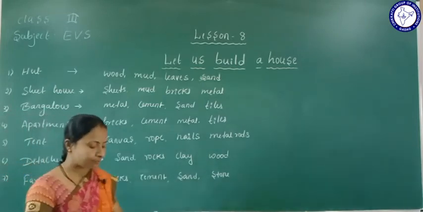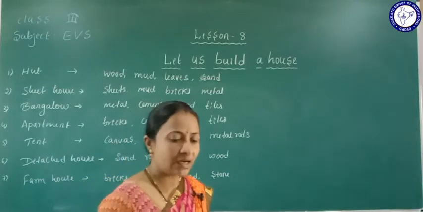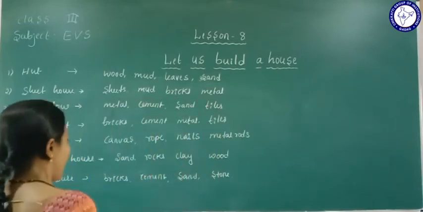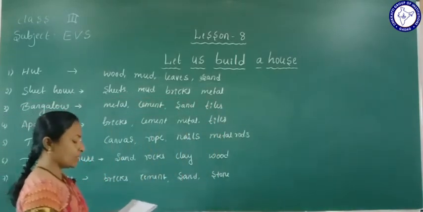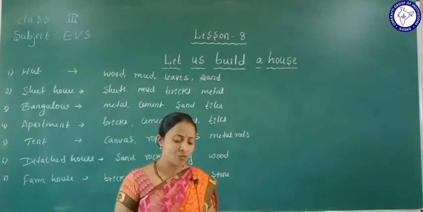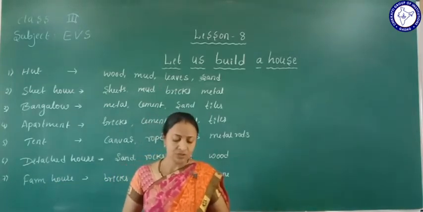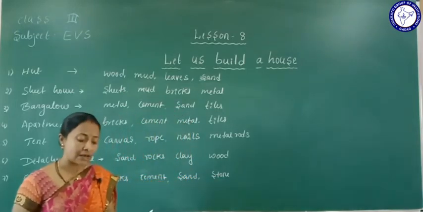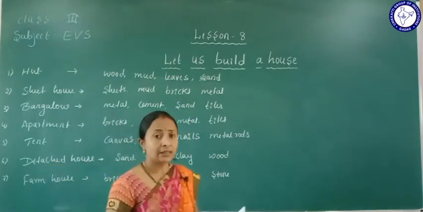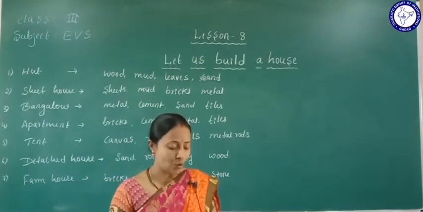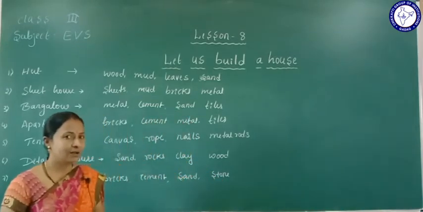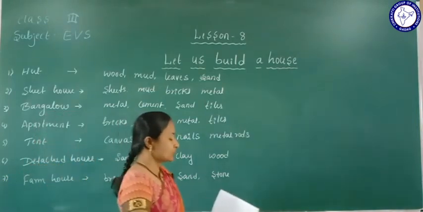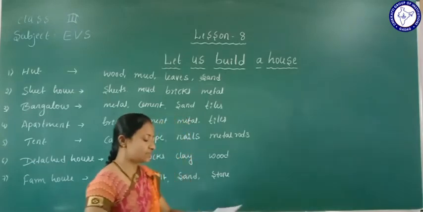Next, we will understand how houses are constructed. According to the plan of an engineer, a house is constructed using materials like bricks, cement, metal, stone or rocks, wood, metal rods and tiles. These are all used to build houses or construct buildings.